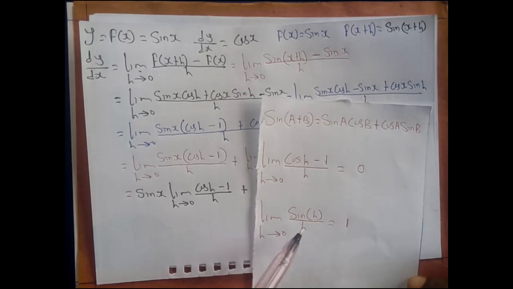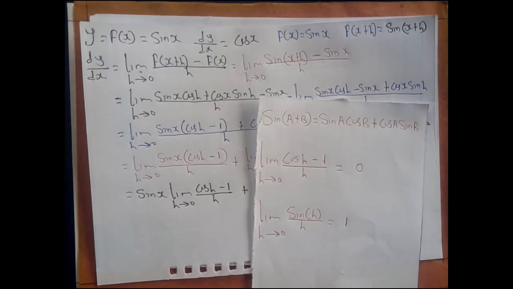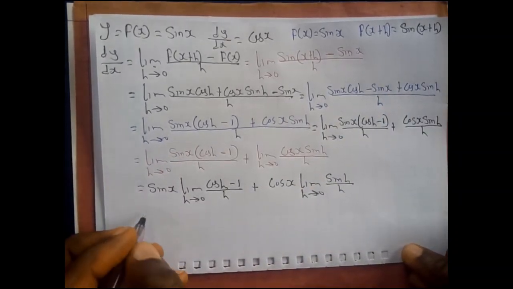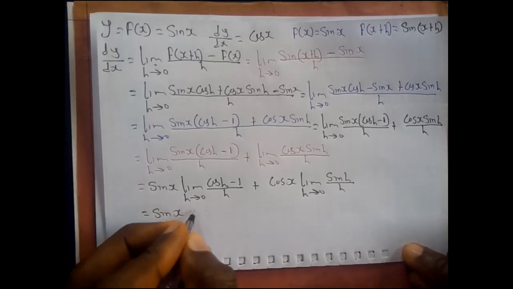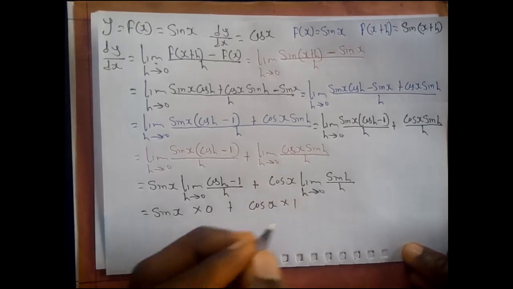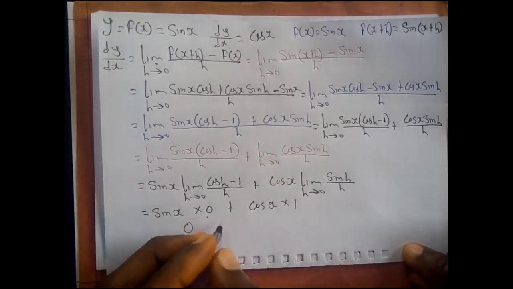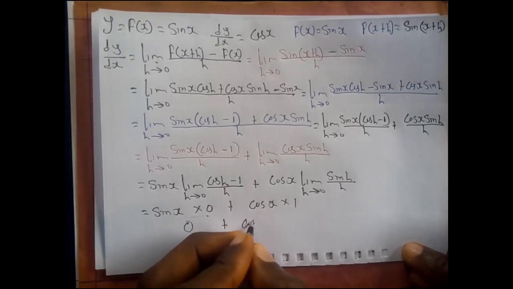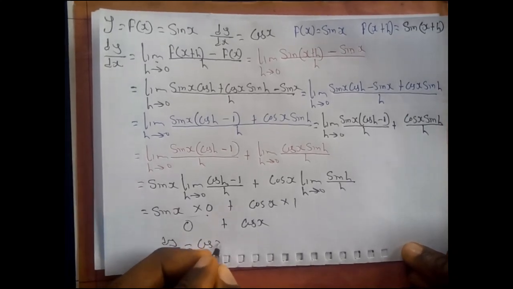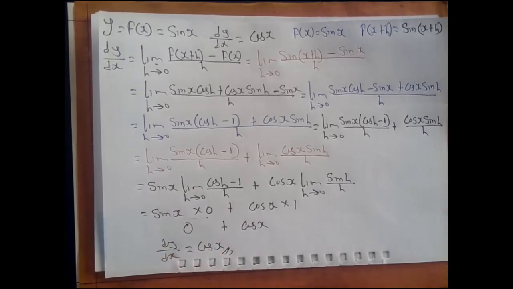Similarly, the limit as h approaches 0 of sine h over h will be equal to 1. This can also be confirmed with your calculator. The result will still be 1. So if that is the case, these will become 0, and we have sine x multiplied by 0 plus cos x multiplied by 1. Since the first term becomes 0 and the second becomes cos x, we can clearly say that dy/dx is equal to cos x. And this is how the derivative of sine x is formed and why it is equal to cos x.